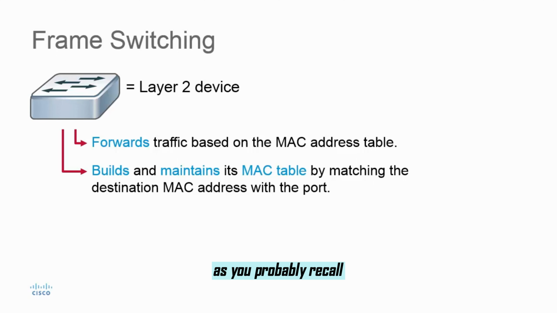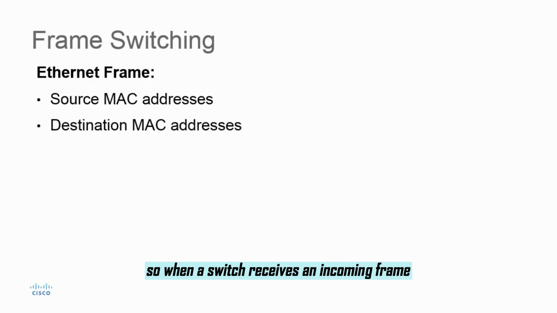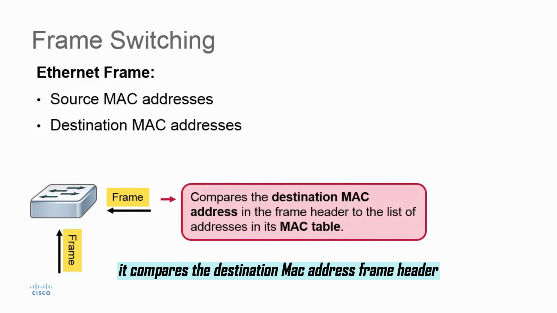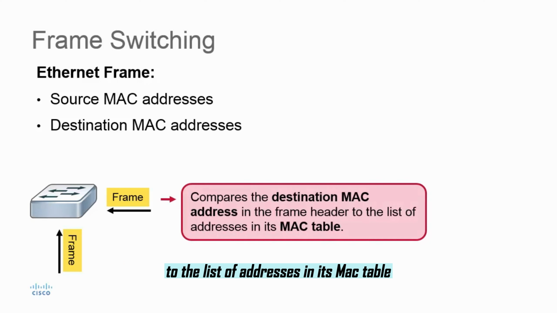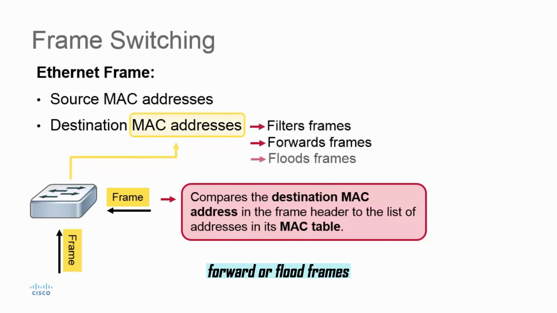As you probably recall, each Ethernet frame contains a source and destination MAC address. So, when a switch receives an incoming frame, it compares the destination MAC address in the frame header to the list of addresses in its MAC table. Switches then use the MAC addresses as they decide whether to filter, forward, or flood frames.